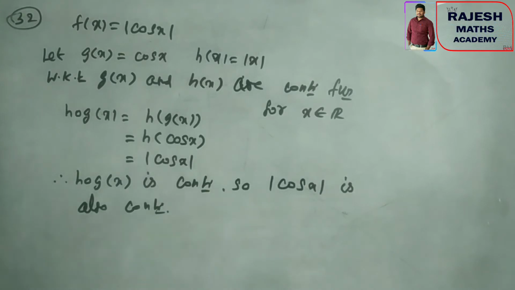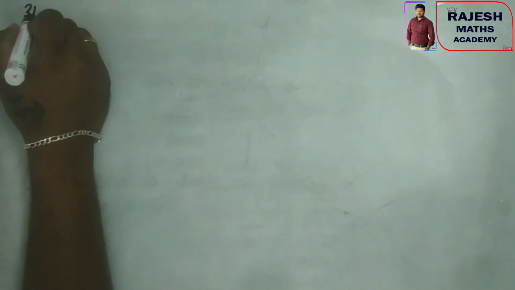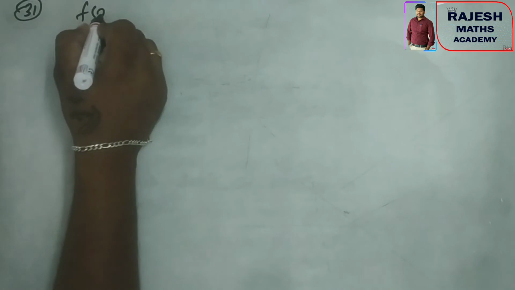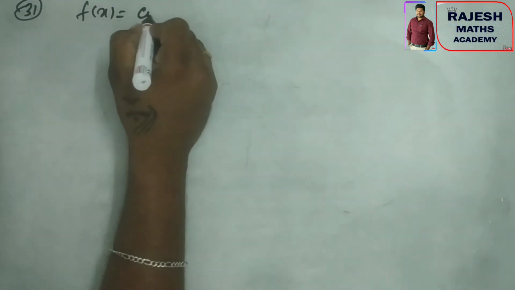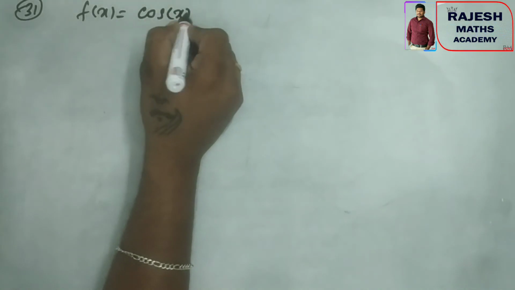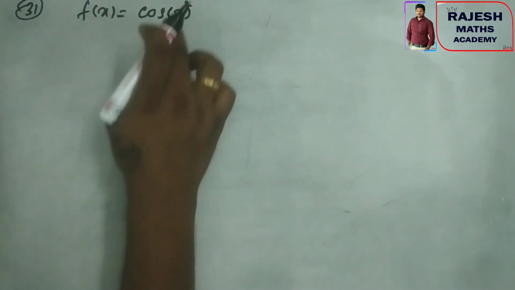Similarly, we will prove question number 32. Actually, I left question number 31, so we will solve question number 31, then we will move to questions number 33 and 34. Question 31 is given: f of x equals cos of x square. Here, we are going to show that it's a continuous function.